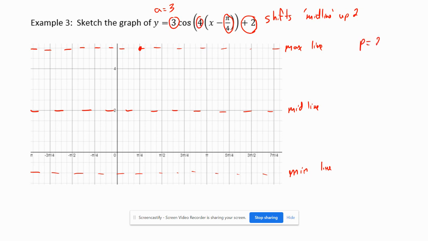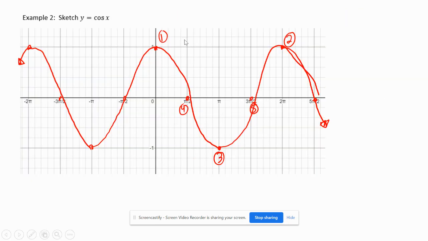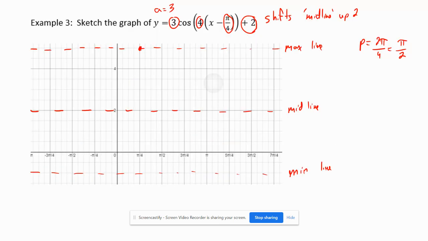Next, let's look at our period. The period equals 2π over 4, which is π/2. So if you remember back to the previous example, we started here and ended over here, from here to here was 2π, which is normally the period of cos x. My second point would start here, and I'd count the period going this way. Here the period is π/2, so I'm going from here to here. Here's my point 1, here's my point 2.